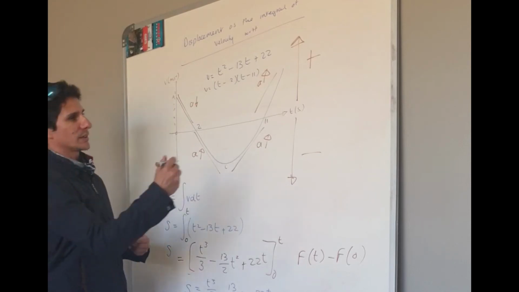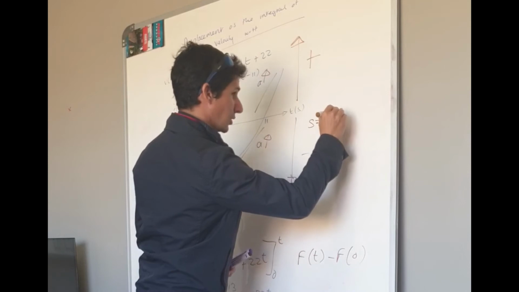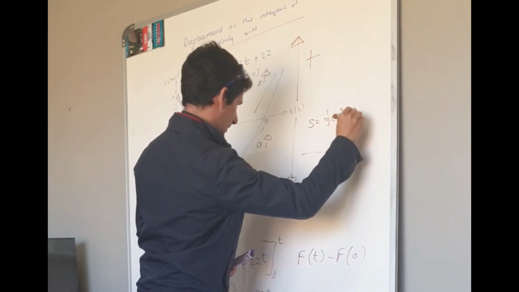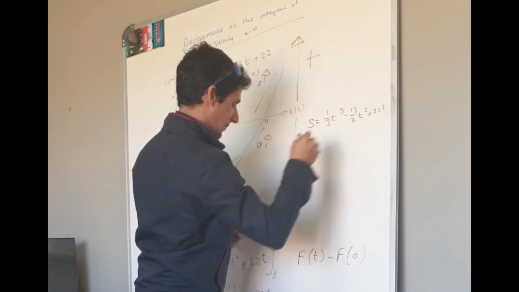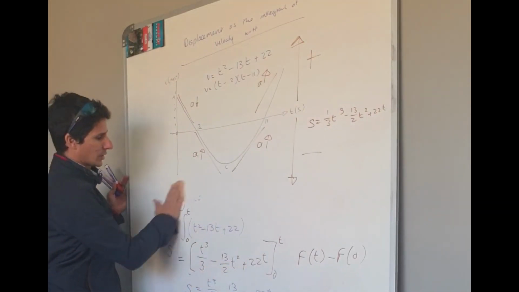Okay, I'm going to write this up over here. Displacement is equal to 1 third t cubed minus 13 over 2 t squared plus 22t. We've done the hard work, so we're going to rub the hard work out.